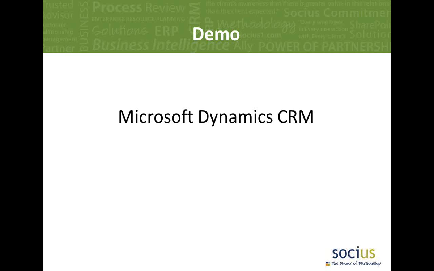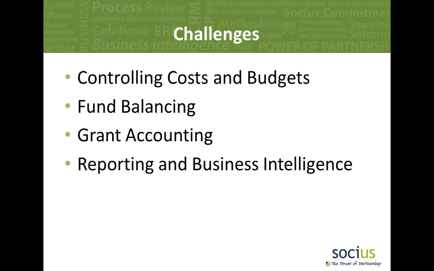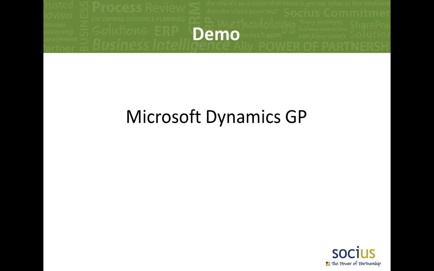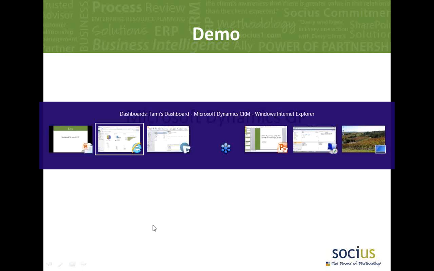Okay, great. So we're going to move this more to the back of the house now, talking about controlling costs and budgets, keeping our funds in balance, doing some grant and program accounting, and then reporting and business intelligence, so collecting all of the data and getting it back in a manner that makes sense for your organization. So those are just some of the challenges that we've identified. And to address those, we're going to be looking at Dynamics GP.